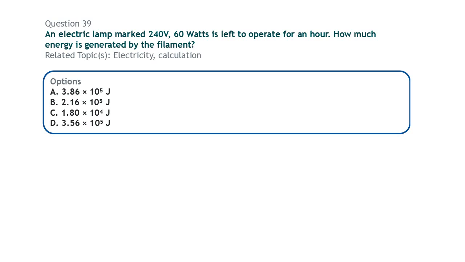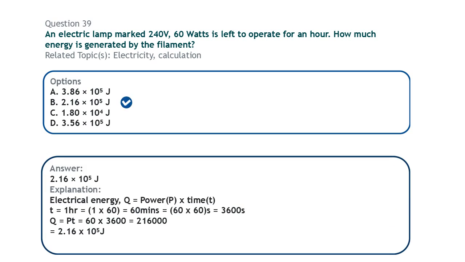Next, on electricity. An electric lamp marked 240 volts, 60 watts is left to operate for an hour. How much energy is generated by the filament? The electrical energy generated by the filament is given as Q equals power times time. Now the time here is given in hours. We convert it to seconds.